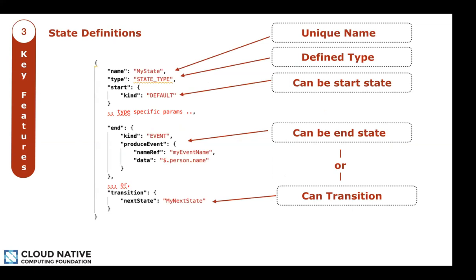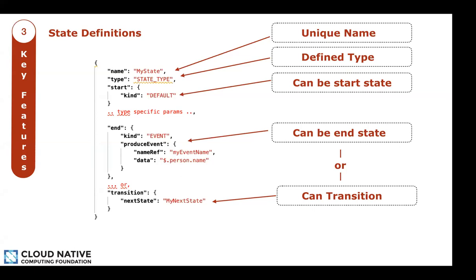We have different types of starts that we have currently defined, and we're expanding on them. The default one just means the workflow instance is started, but there can also be, for example, a scheduled workflow instance, which we currently have, where you can say, I want to schedule the execution of this workflow in this particular time frame.